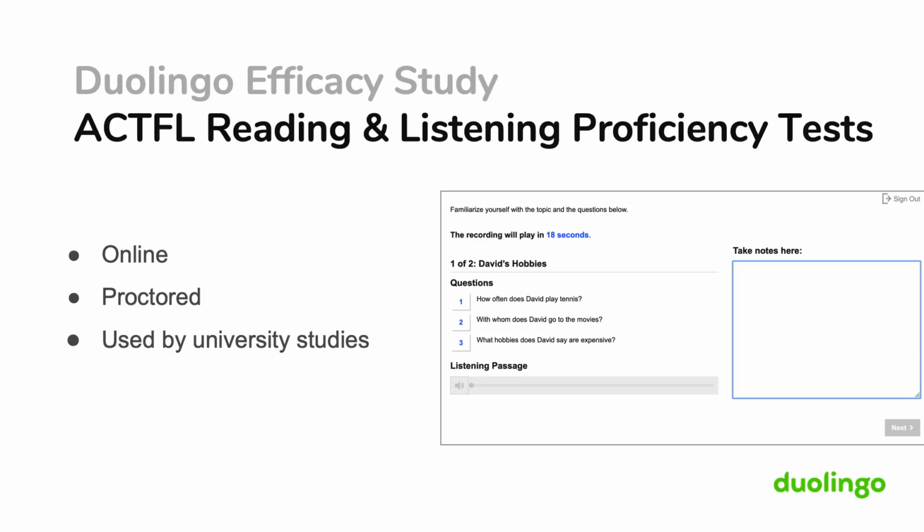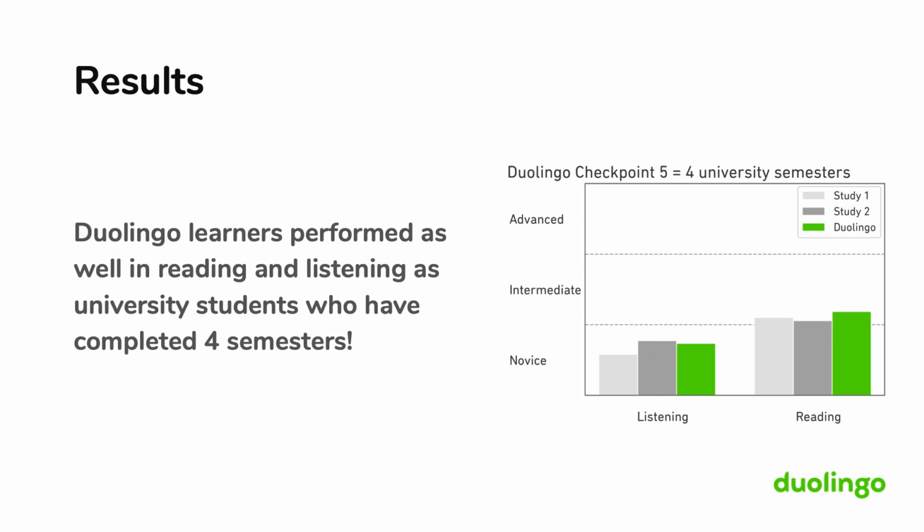All right, so we've spent a little bit of time talking about how the study was run. Now we get to talk about the fun part, the results. Well, we were so excited by the results that we found. The first thing we found was that Duolingo learners performed as well in these reading and listening proficiency tests as university students who had completed 4 semesters of foreign language instruction. And this was a huge, huge milestone for us because it meant that these learners were learning reading and listening proficiency to the same level as university students who had completed 4 semesters of university instruction.